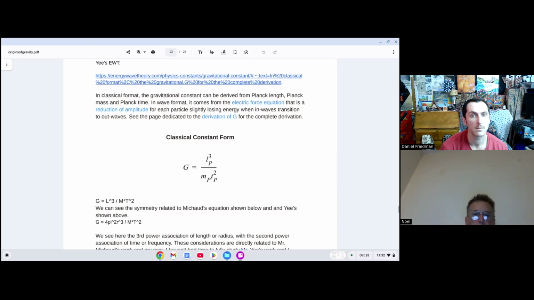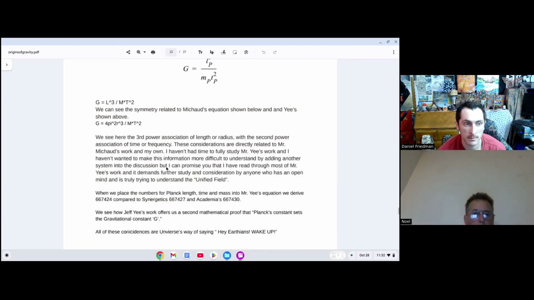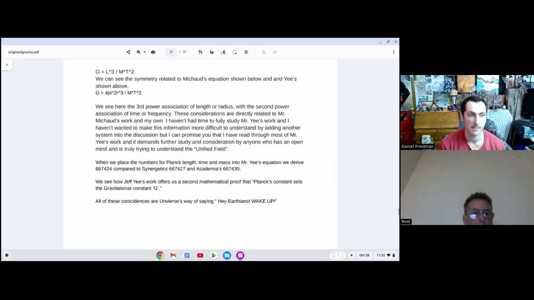so here we have a third confirmation, and also think about this: I write that Planck's constant sets the gravitational constant. So in Mr. Yee's work, when you use the Planck length to the third power divided by the Planck mass multiplied by the Planck time to the second power, you get this number here, 6.67424. Now compare that to synergetics, 6.67427, and academia, 6.67430. You'll notice that Jeff Yee's work offers a second mathematical proof that Planck's constant sets the gravitational constant G. And all these coincidences are the universe's way of saying, hey, Earthians, wake up.